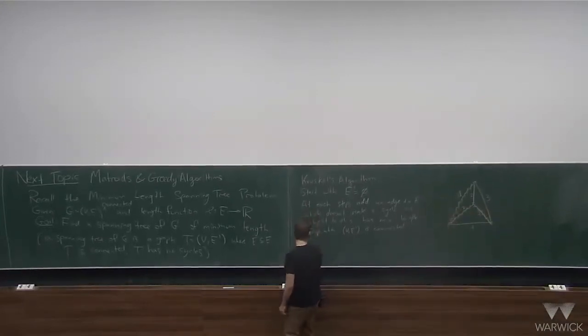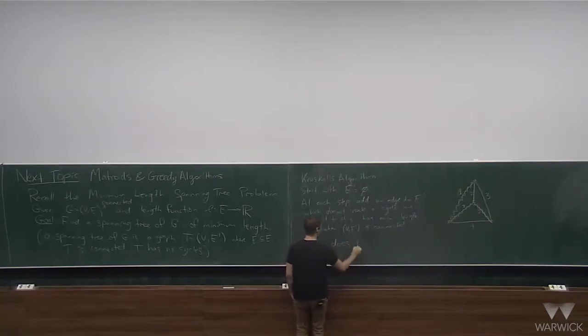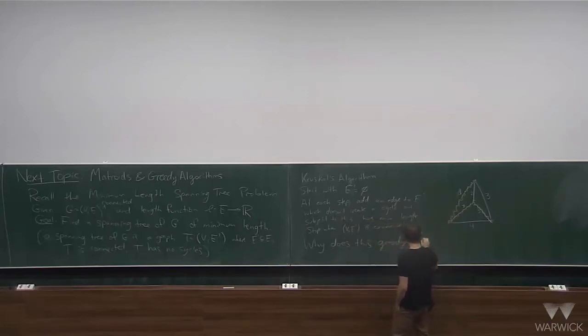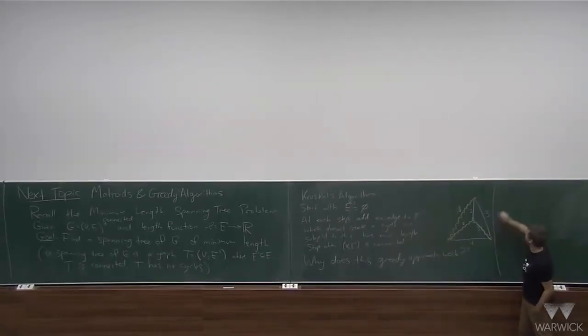So basically we're going to be interested in why this greedy approach works. And the answer, as it turns out, is that the underlying structure of this problem is a matroid, which I'll define in a minute. The collection of acyclic subgraphs forms a matroid. And that's the deeper reason why this greedy approach works.